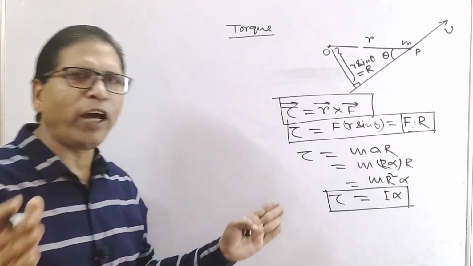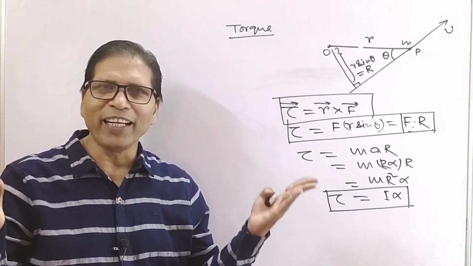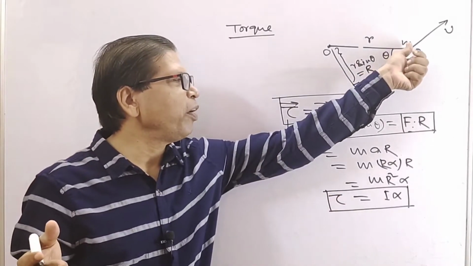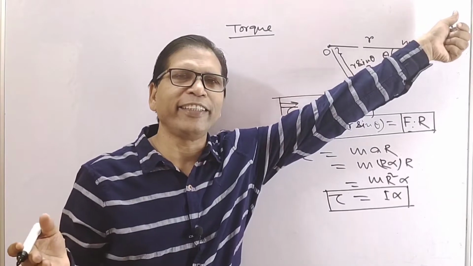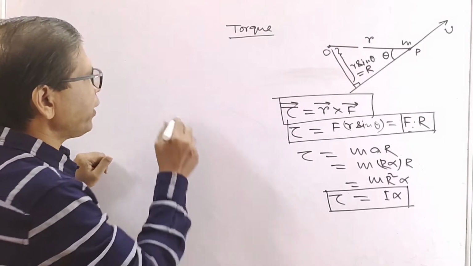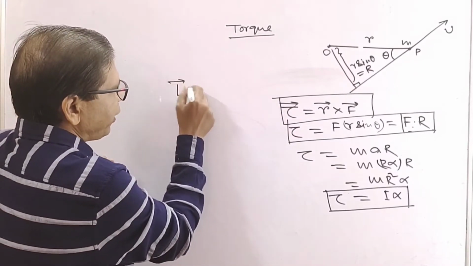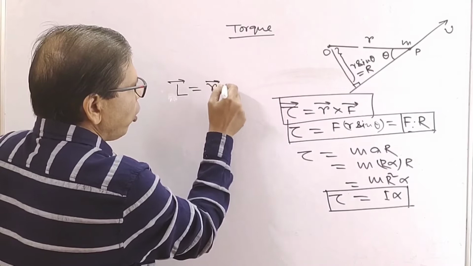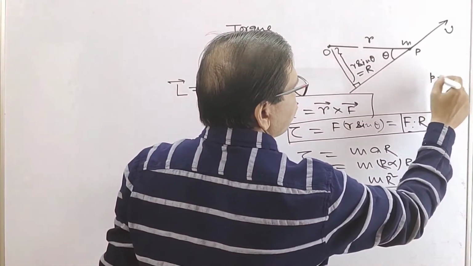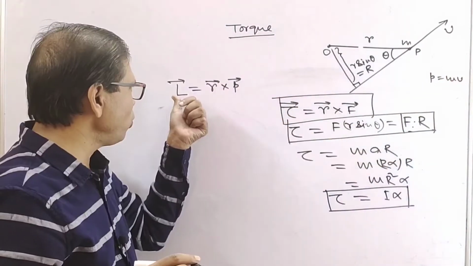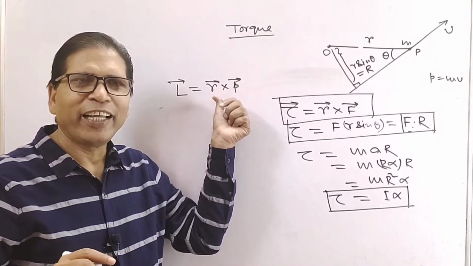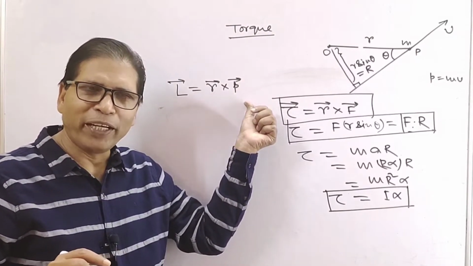Now angular momentum. The moment of linear momentum is called angular momentum. Suppose a particle m moves with velocity in this direction. The particle m is at a point P from O. So look at this, the angular momentum L vector is equal to r vector cross p vector, where p is the linear momentum, p equal to mass into velocity. So angular momentum is also perpendicular to the plane containing the radius vector and momentum vector.